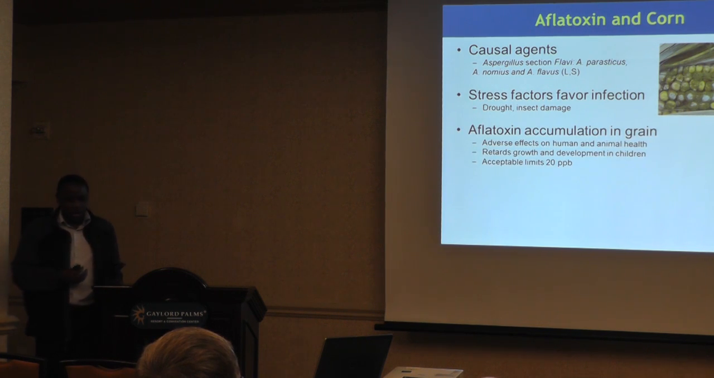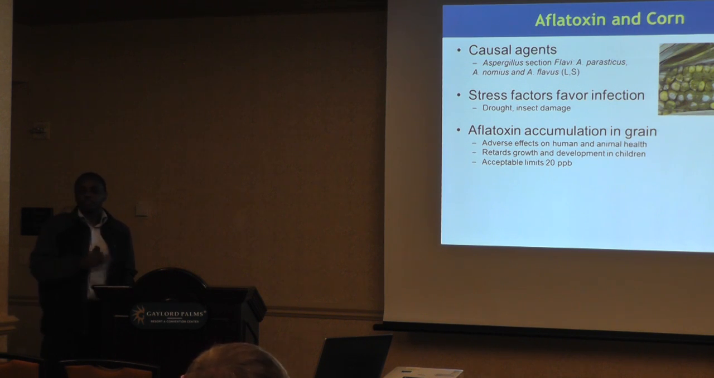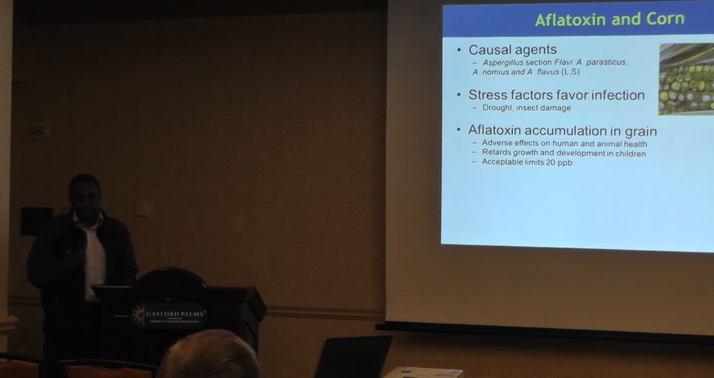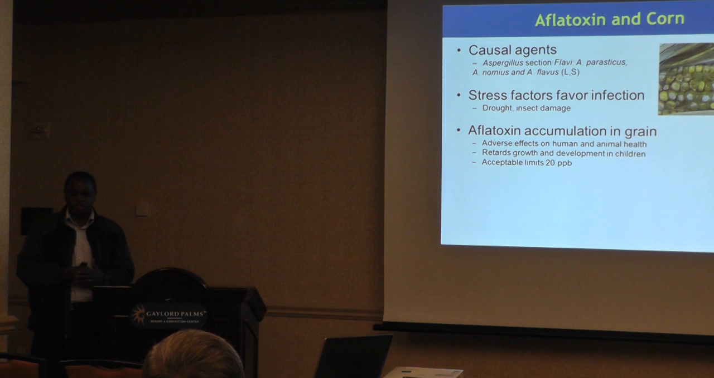We also know very well why we care so much about aflatoxin and the effect it has on both animal and human health. It has adverse effects, and in Africa it has been demonstrated that children fed contaminated grain have retarded growth and development. Because of that, there are regulations on how much is allowed in a sample, and this is about 25 parts per billion overall. Whenever you have more than that, the whole lot gets condemned.